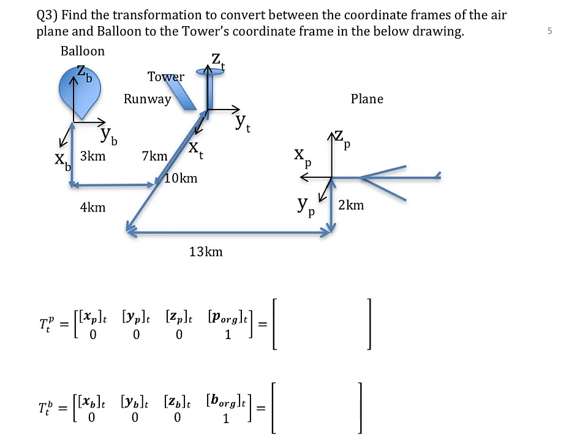The first thing to do is we will start with our bottom row here, which we know is going to be 0, 0, 0, 1 because we're working in homogeneous coordinates. Now we want to find the origin of the plane with respect to the tower's coordinate system.